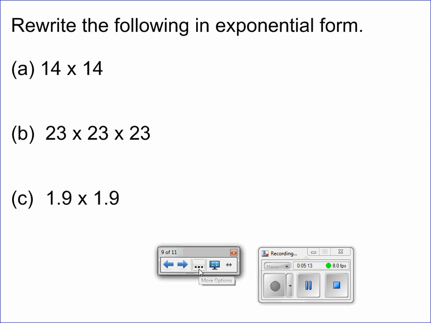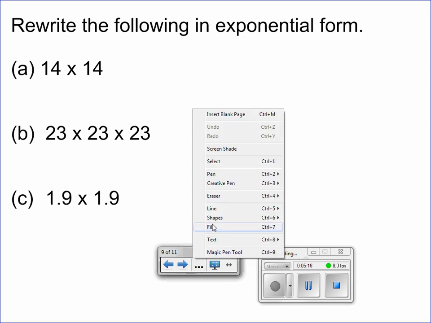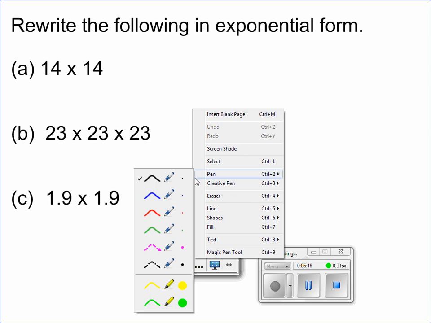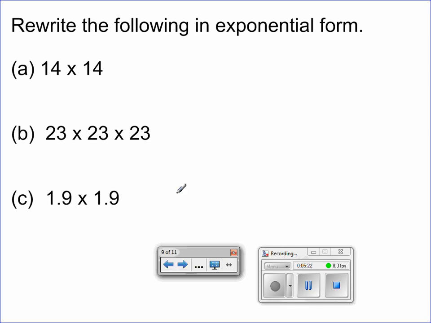Okay, so now we need to try taking off the training wheels, so to speak. Because you're going to get problems where you have to rewrite certain mathematical phrases in exponential form. So I'm going to do the first one for you. So we've got 14 times 14. If I want to write that in exponential form, I would say, okay, well, we're multiplying 14 by itself. So that means 14 to the power of 2. So I want you to put the video on pause so that you can answer these two problems at home.